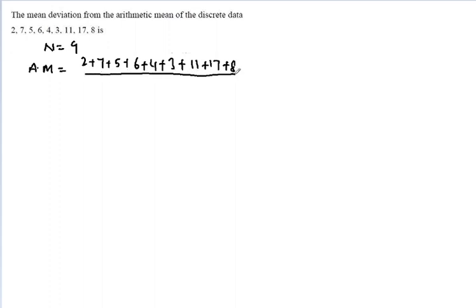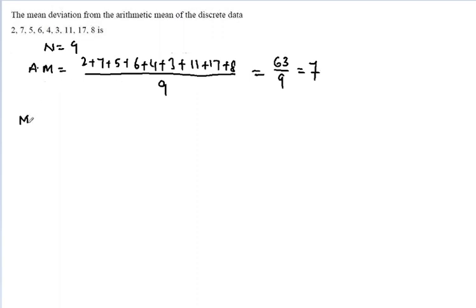The mean deviation from the arithmetic mean of the discrete data 2, 7, 5, 6, 4, 3, 11, 17, 8. The number of values is n, which is equal to 9. And the arithmetic mean AM is 2 plus 7 plus 5 plus 6 plus 4 plus 3 plus 11 plus 17 plus 8 by the total number of values, 9. 2 plus 7 is 9, plus 5 is 14, plus 6 is 20, plus 4 is 24, plus 3 is 27, plus 11 is 38, plus 17 is 55, plus 8 is 63. That is 63 by 9, equal to 7. This is the arithmetic mean.